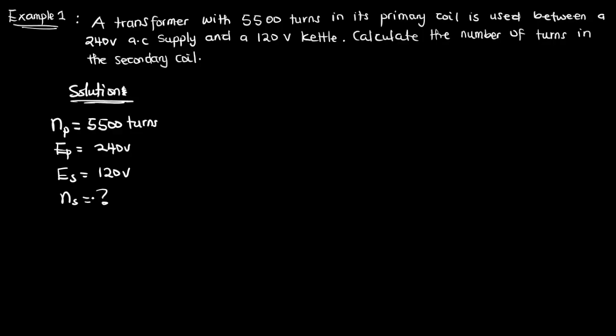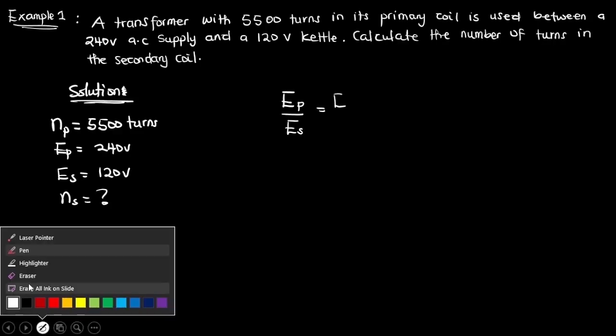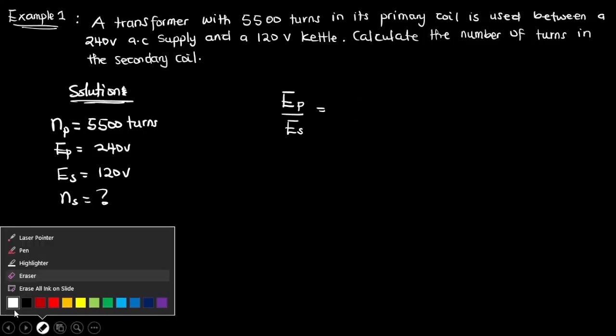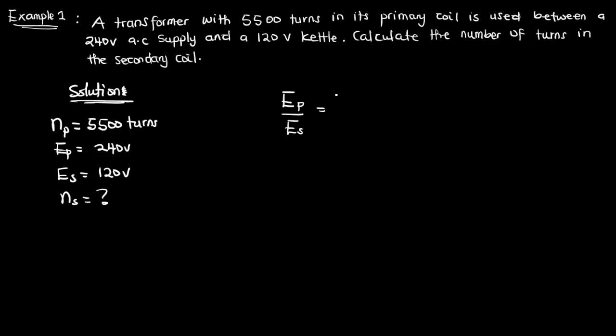If you look at this, it is very easy, very simple. We said that the ratio EP over ES is equal to NP over NS.